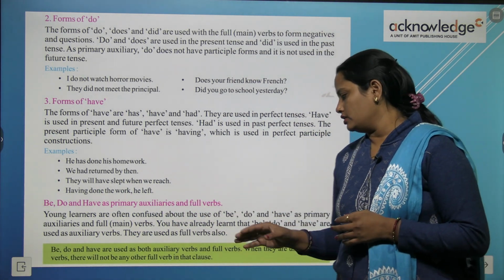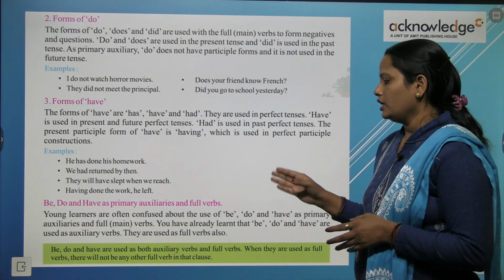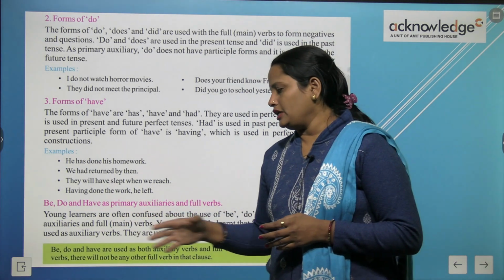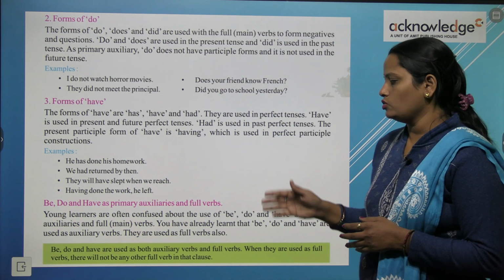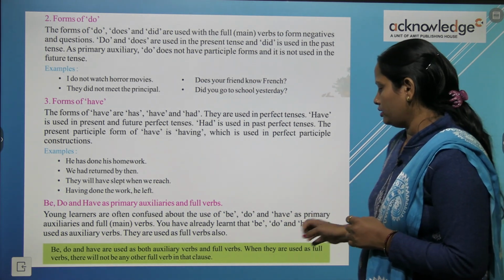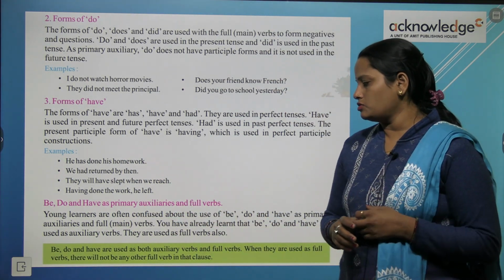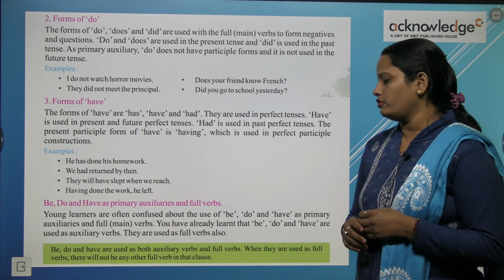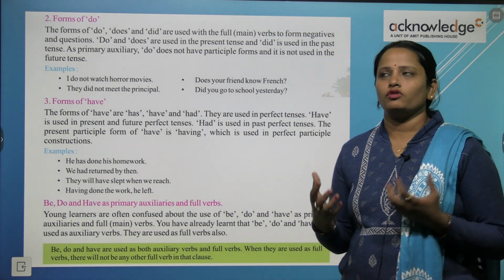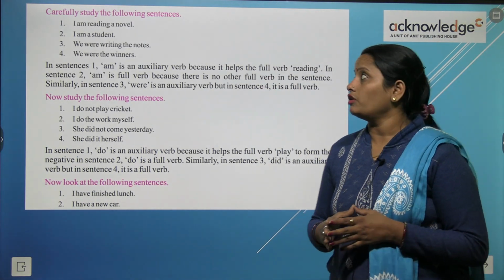You have already learned that be, do and have are used as auxiliary verbs. They are used as full verbs also. Be, do and have are used as both auxiliary verbs and full verbs. When they are used as full verbs, there will not be any other full verb in that clause. So जब इन्हें full verb की तरह से use किया जाता है, कोई और वहाँ पे full verb आपको नहीं मिलेगा.